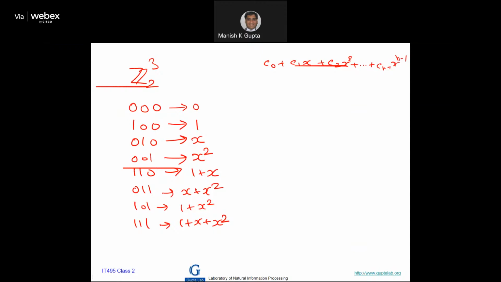Right? All the 8 vectors correspond to these polynomials, right? I've just mapped them. Now I will show you the beauty. We have the whole space in terms of polynomials. Out of these polynomials, I will look at this polynomial, x squared plus x plus 1. Are you familiar with this polynomial anyhow?